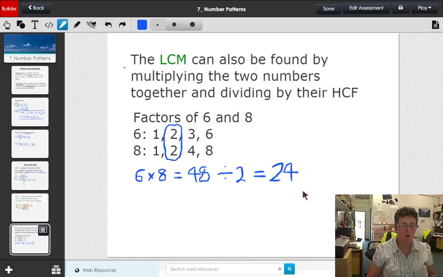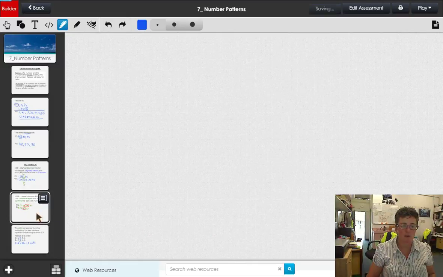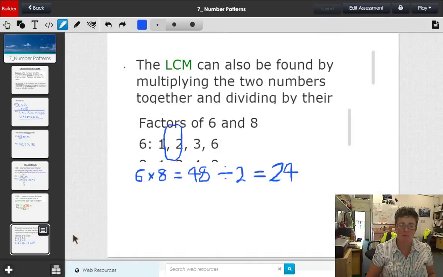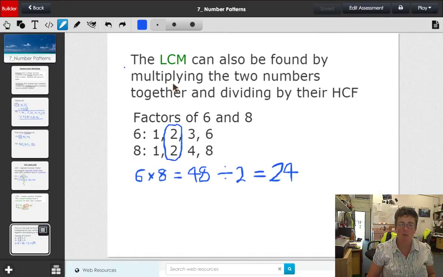Okay, so we already worked out in the previous slide that by writing down each of the multiples, we got to a common multiple for both. But here is another method: if we multiply the two numbers we're looking at together and then divide them by the highest common factor, we will get the same lowest common multiple. A little bit confusing. You might need to watch this twice.